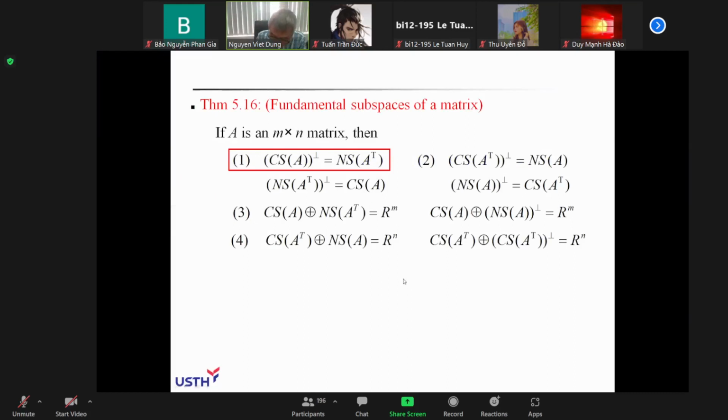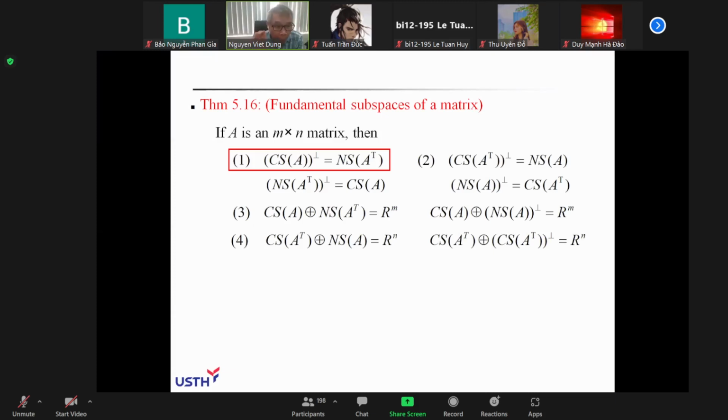Now we are in chapter number 5, that is about inner product space, and we are studying what we call orthogonal complement, and we apply that with the special case, that is for fundamental subspace of a matrix.